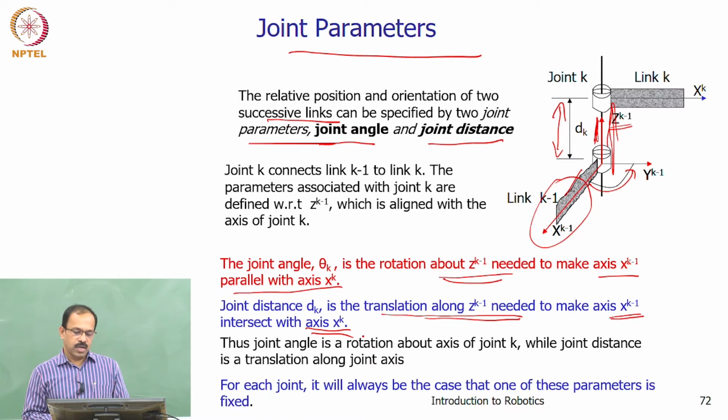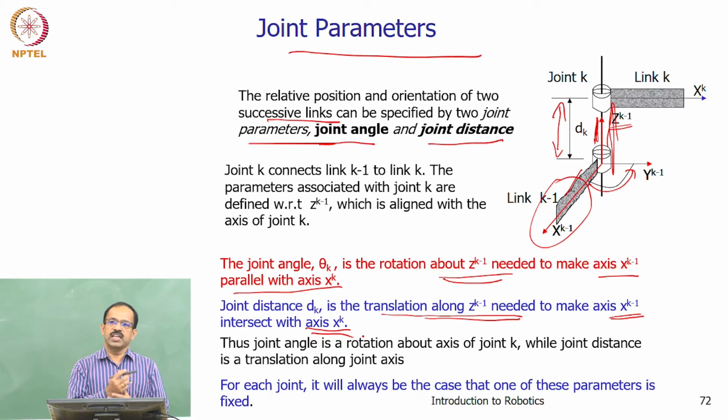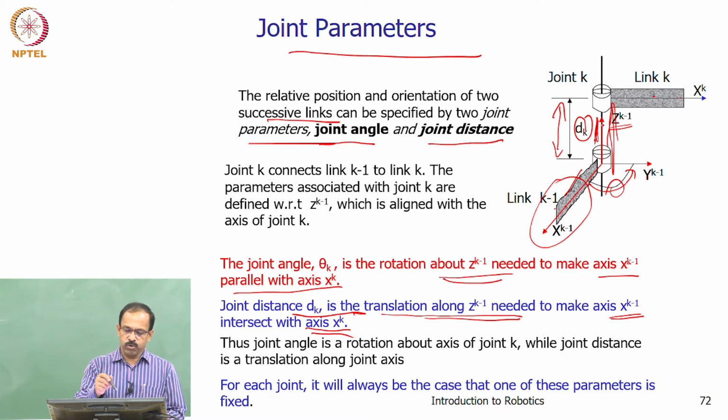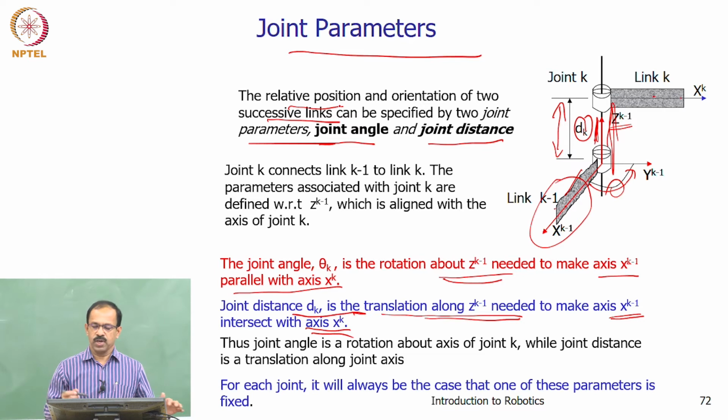And the joint distance is how much you have to move along zk minus 1 to make xk minus 1 intersect with xk, and that is known as dk, or the joint distance. So, the joint distance and the joint angle completely define the relative position and orientation of these 2 links. That is why they are known as joint parameters. If you have any number of links, you can apply the same rule and get theta k and dk.